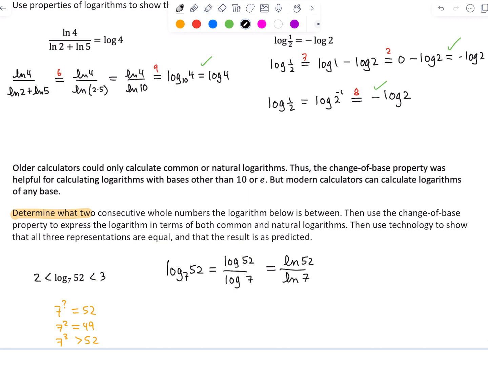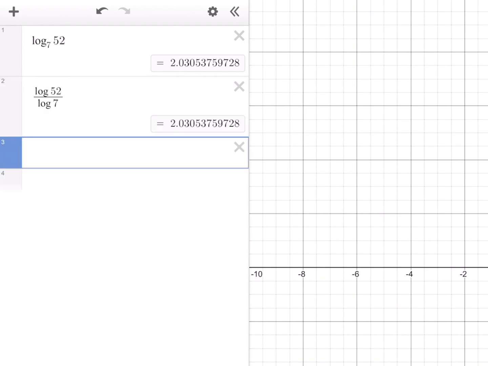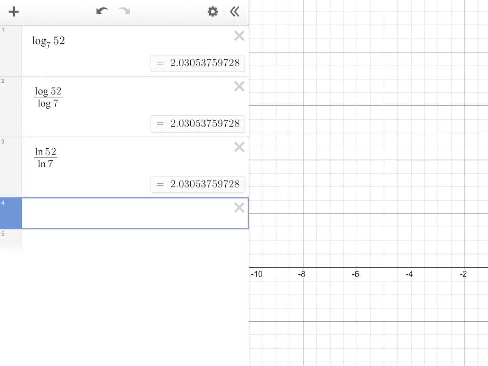Now we're going to compute all three of these expressions using Desmos as our calculator and show that they all give you the same decimal in the end. So here's log base 7 of 52. It's about 2.03. Here's log base 10 of 52 over log base 10 of 7, or you can simply say log 52 over log 7. And again, we get the same decimal, which is about 2.03. And here's natural log of 52 divided by natural log of 7. And again, we get the same answer, which is about 2.03.